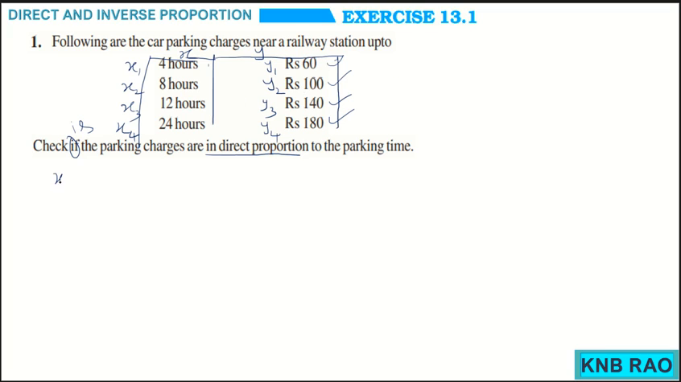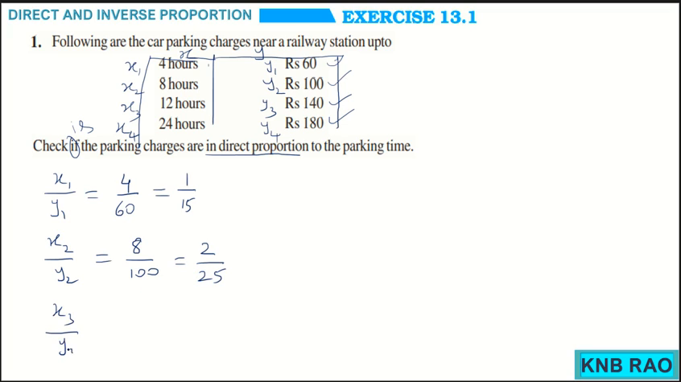Now if you observe x1 by y1, which is 4 upon 60, on cancellation becomes 1 by 15, whereas x2 by y2 is 8 upon 100, on cancellation it becomes 2 upon 25, whereas x3 by y3, that is 12 hours by 140 rupees, on cancellation it becomes 3 upon 35.